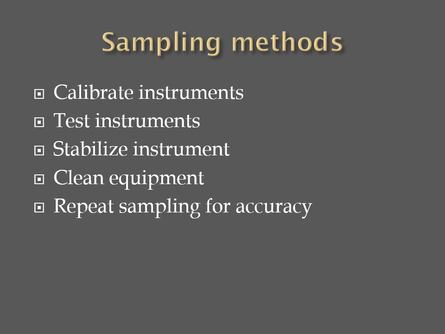So some of the things that we do in order to ensure this, some of our quality assurance and quality control measures include calibrating instruments, testing those instruments, letting our instruments stabilize in the field, cleaning our equipment between sites, and repeating samples for accuracy. So those repeat samples are typically duplicate samples where we take two sets of samples with the same site ID, but different lab sample numbers at the same site, and we can compare the analytical data from those two samples to quantify our range of error for those samples.